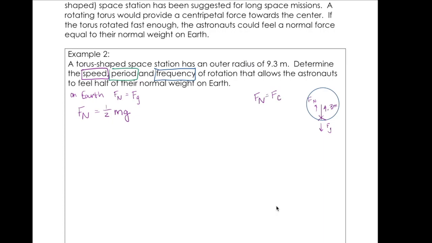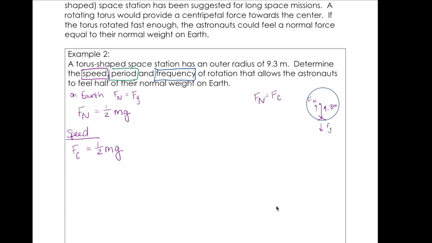Okay, because if F of n is pulling upwards towards the center of the circle, our centripetal force does the same thing. It's always going to be pulled towards the center as well. Okay, so F of n and F of c are going to be the same. So for finding speed, we're going to use the equation, our centripetal force is equal to 1/2 mass times gravity. Okay, so I just plugged in F of c because F of n and F of c are the same. I plugged in F of c into this equation to find this equation.